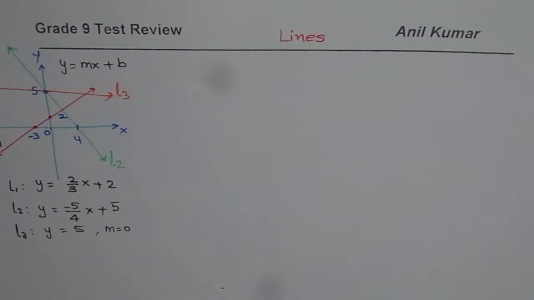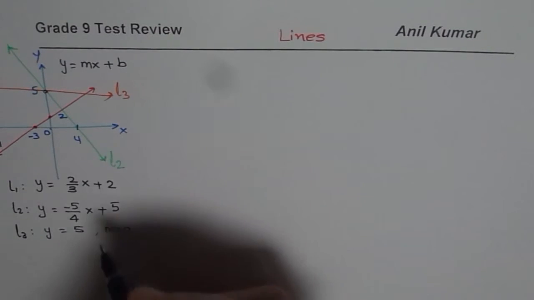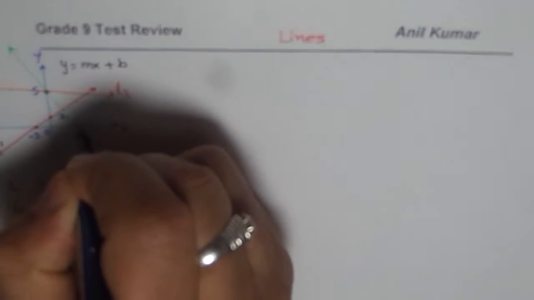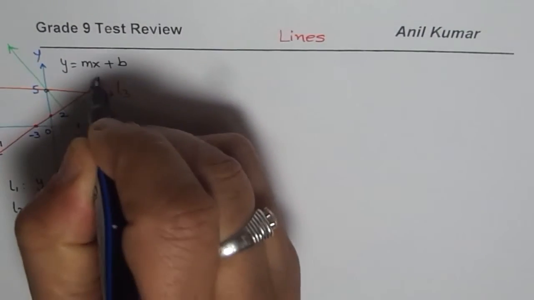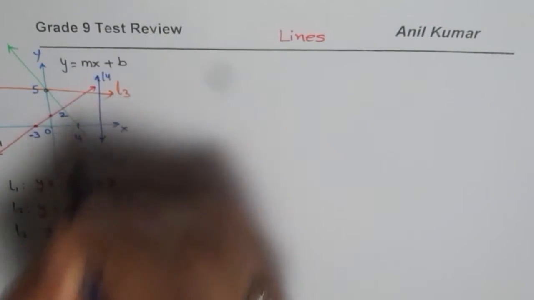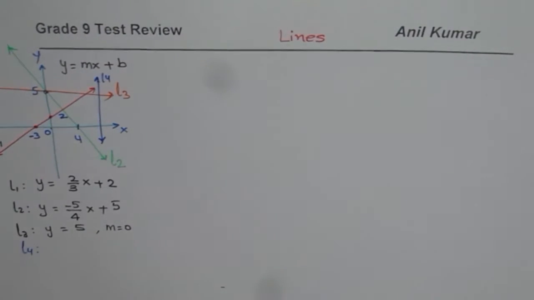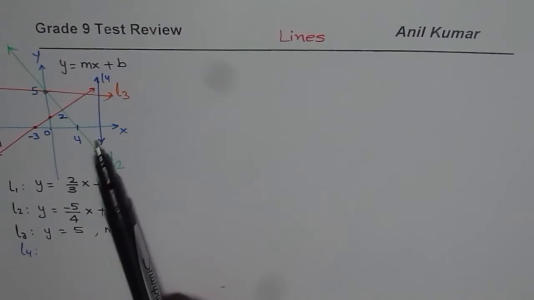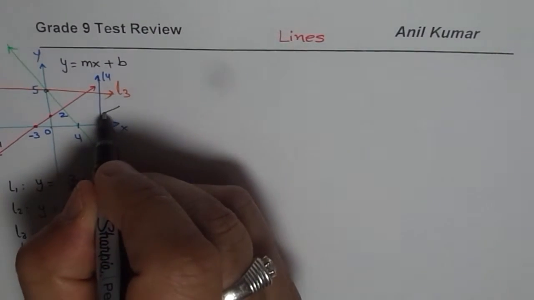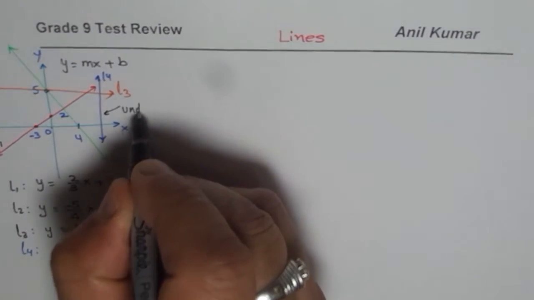Now, let me draw one more different kind of line, and this time I'll make a vertical line. Can you tell me what is the equation of any vertical line? Let me draw one and then we'll figure it out. If I draw a line here, for example, let's call this line L4. So L4 is my vertical line. How can I write the equation of this line? It is important to understand the slope of this line is undefined.